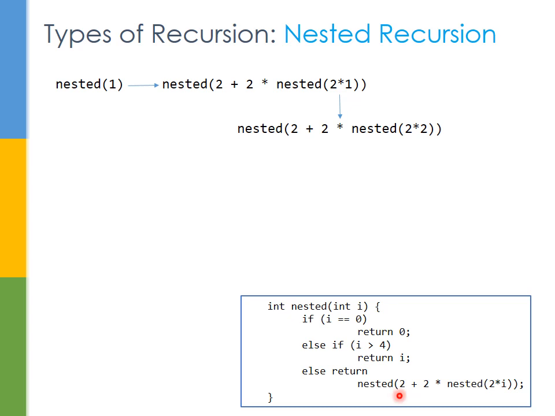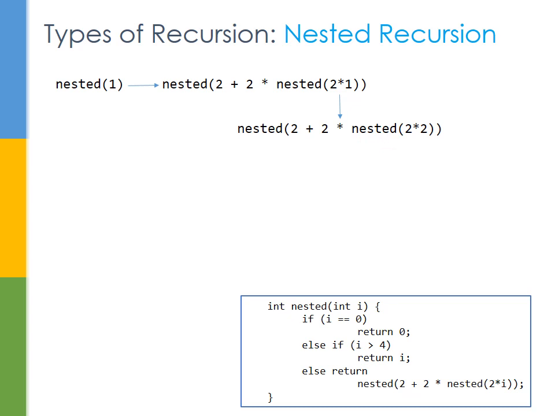We again have 2 plus 2 multiplied by, and then a call to nested where we pass through a parameter value of 2 multiplied by I. Because I's value that we sent through on this call is 2 multiplied by 1, in other words a value of 2, we then pass through as the parameter to this nested call over here 2 multiplied by 2 in that case, in other words 4. So again, we then need to perform a call to the nested function up here.